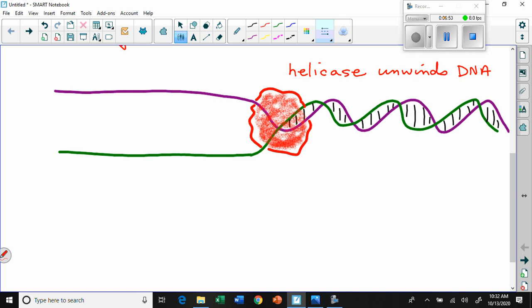Now the reason I drew the strands in two different colors is because these two strands, as we saw, are running in different directions. So we're going to put the ends on them. My top one, my purple one, is going to have the 3 end here. And if we follow it all the way to the other end down here, this would be the 5 end.